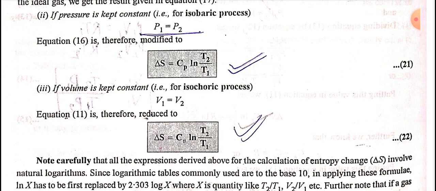Note carefully that all the expressions derived above for the calculation of entropy change involve natural logarithms. Since logarithmic tables commonly used are at base 10, in applying these formulae, ln x has to be first replaced by 2.303 log x, where x is a quantity like T2 by T1, V2 by V1. Further note that if a gas expands reversibly but adiabatically, then as for such a process Q reversible is equal to 0, delta S is equal to 0.